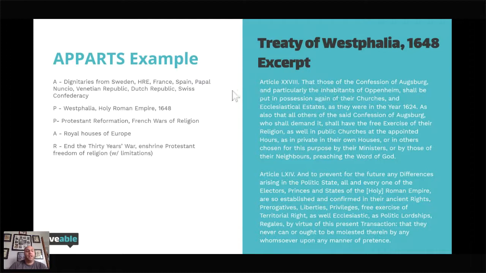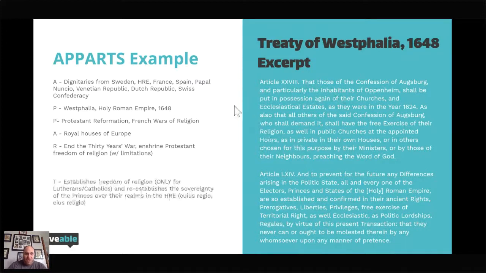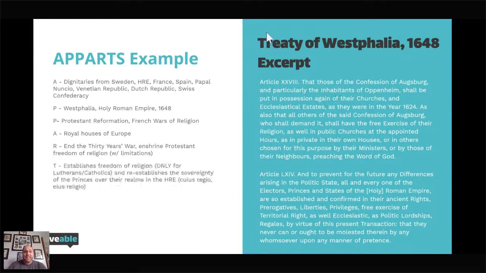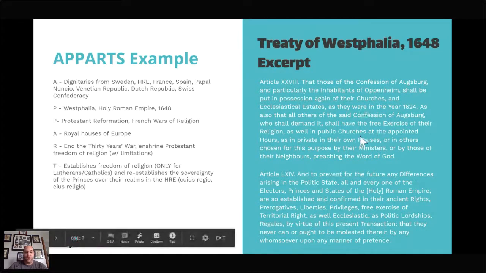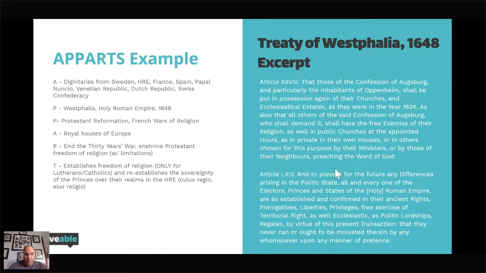T is going to be the main idea. So the main idea here is where you actually need to read the source that's been given to you. And so what I've done is I've summarized these first, this paragraph here, the Article 28 and Article, I think it's 64. Again, don't quote me on my Roman numerals. I don't remember them.